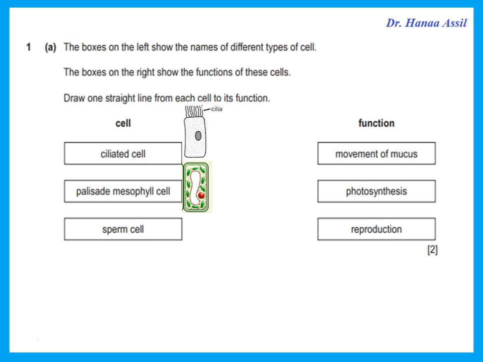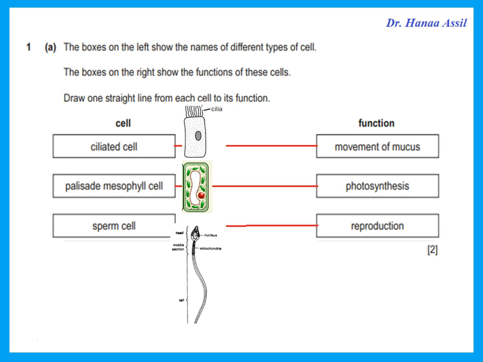Which one was the palisade cell? That was the one in the leaf that has a lot of chloroplasts. And of course, this was to do photosynthesis. The sperm cell is the male cell in humans, and that is for reproduction.